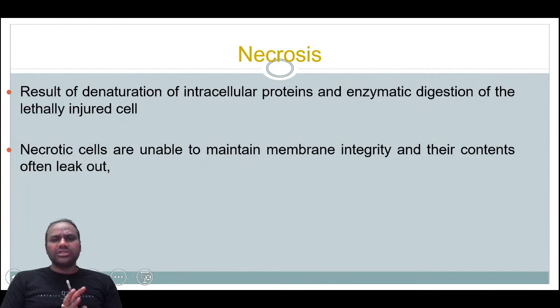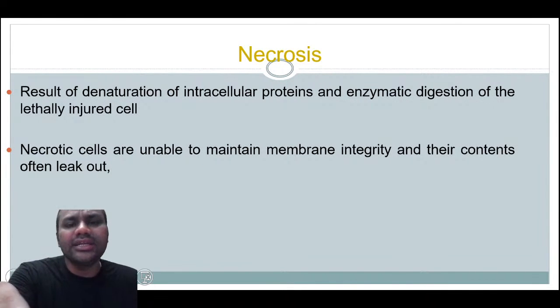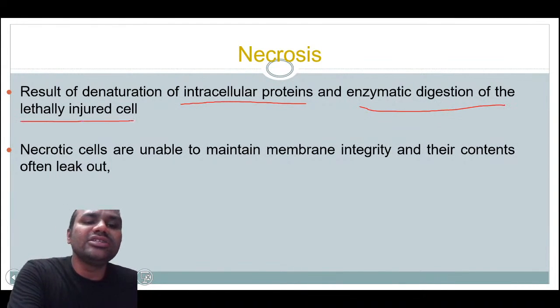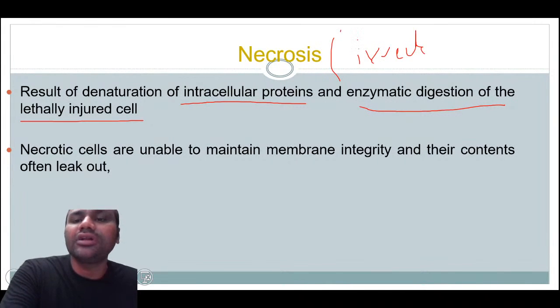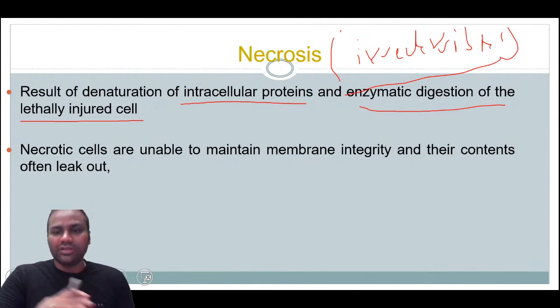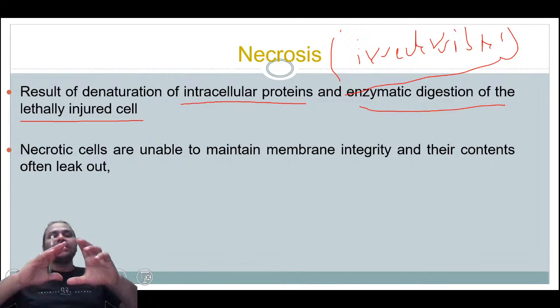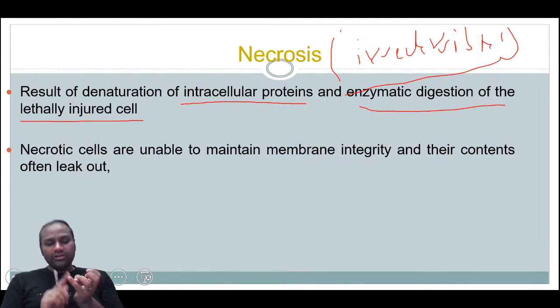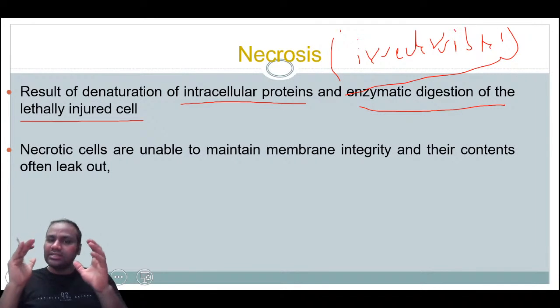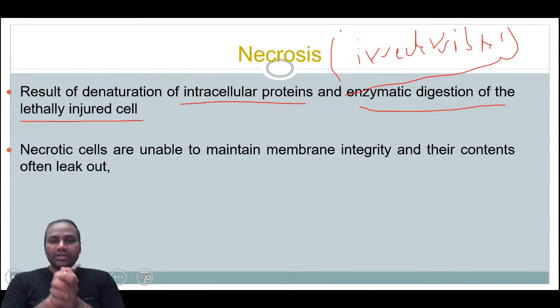Coming to necrosis, what is necrosis? Necrosis results from denaturation of intracellular proteins and enzymatic digestion of the lethally injured cell. Basically, necrosis is a type of irreversible injury which we have learned. In necrosis there is cellular swelling. Remember, cellular swelling is a feature of injury, except in apoptosis. In apoptosis, the cell doesn't swell, but becomes smaller, so it shrinks.